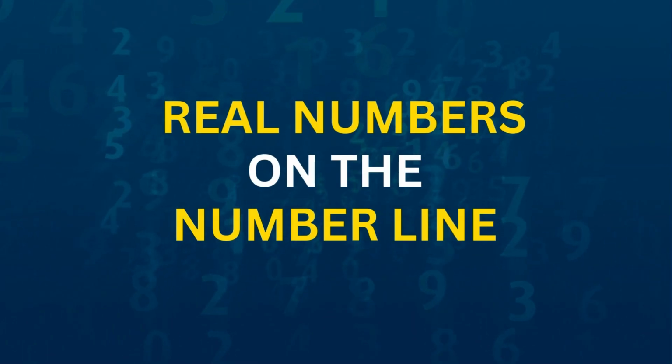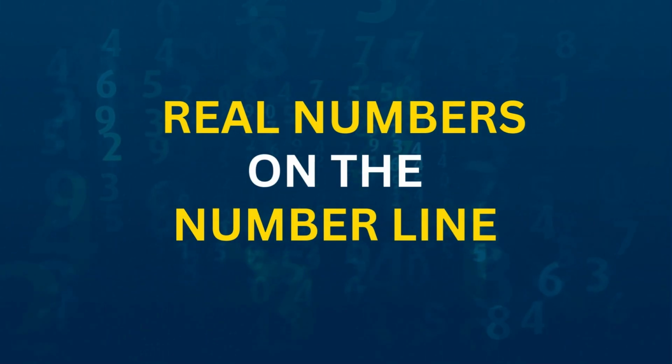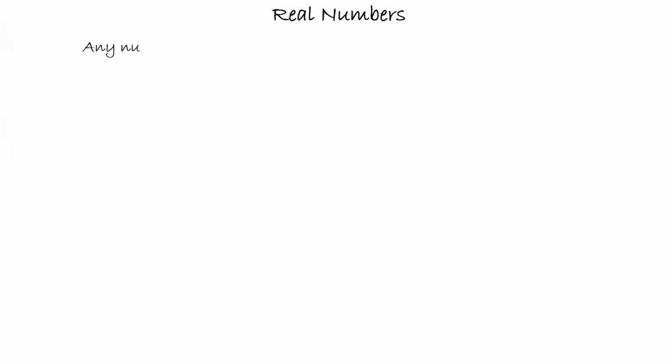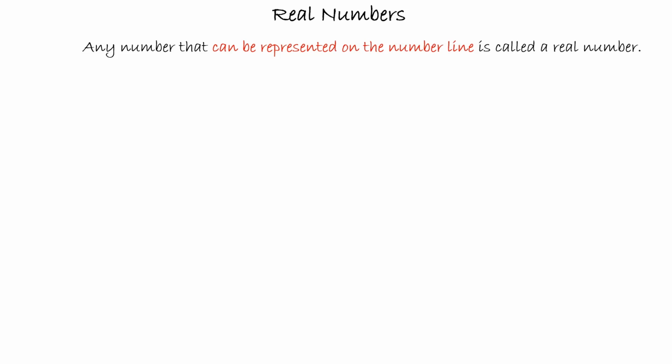Welcome students. Let's understand real numbers and see how they appear on the number line. Any number that can be represented on the number line is called a real number. A number line is a straight line used to order and compare numbers. 0 is the reference point on the number line.